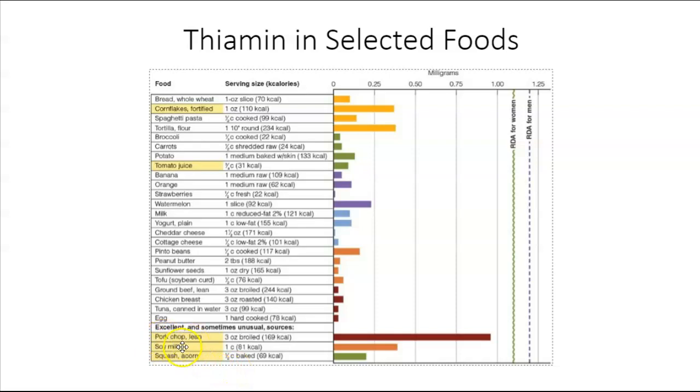mineral. So here I've already said on the previous slide that pork is probably the most excellent source of thiamine. Soy milk is also good, and squash or acorn. And the one other thing I wanted to point out is they have these highlighted ones, and the highlight means it's the best source per calorie. So if you were going calorie for calorie, these would be good sources. So that's how you read the chart. So again, we had pork, we had whole grains, and legumes as good sources of thiamine.